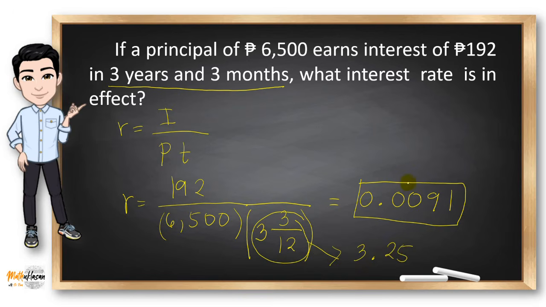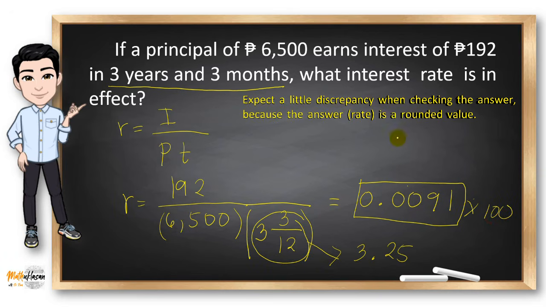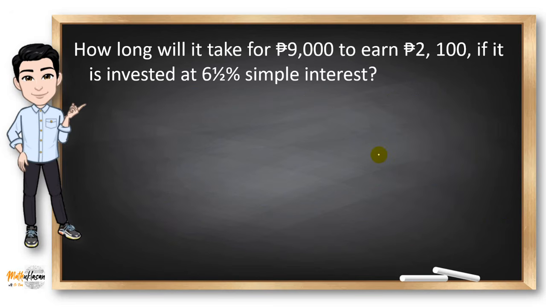And if you want to convert it to percentage, or I mean the rate, you just need to multiply it by 100. So multiplying this by 100 will give us 0.91, and just place the percent symbol. So the rate is 0.91%.